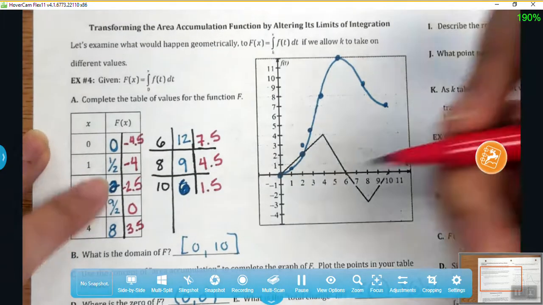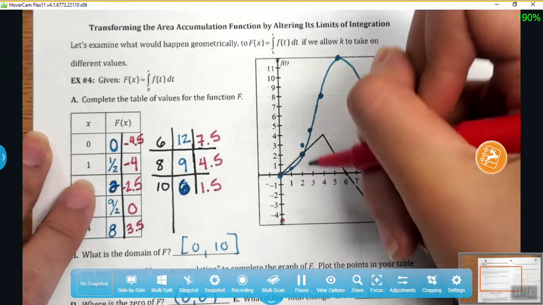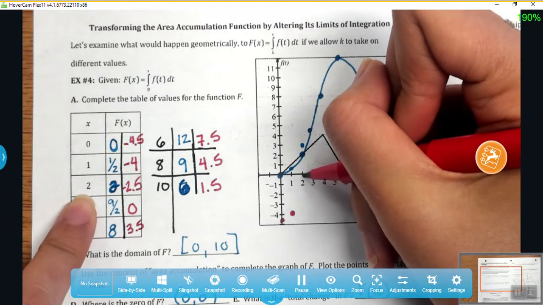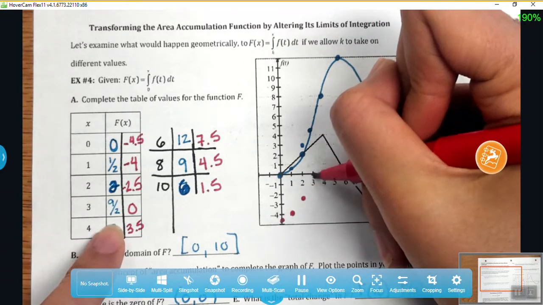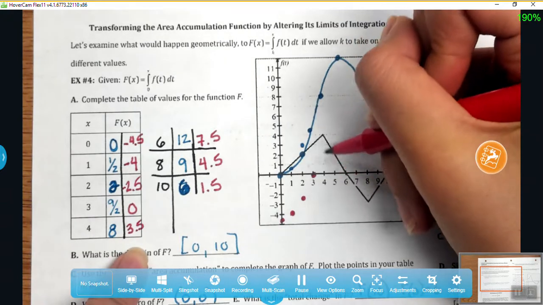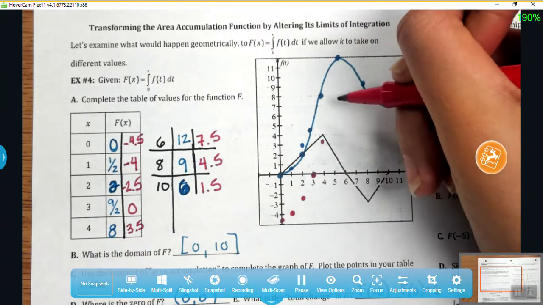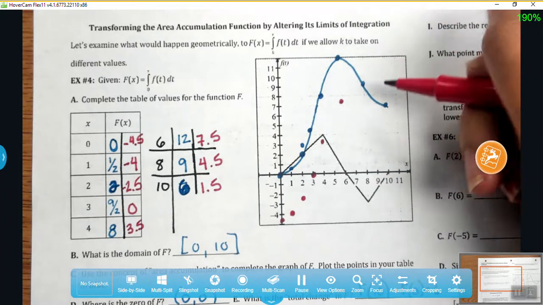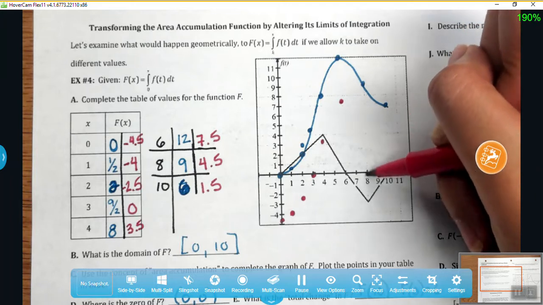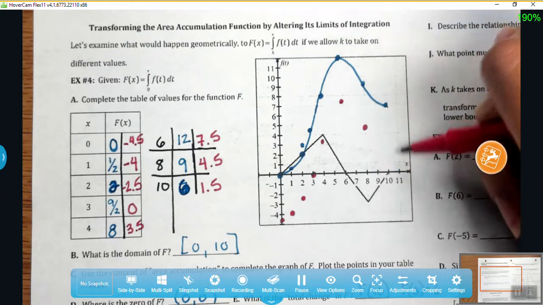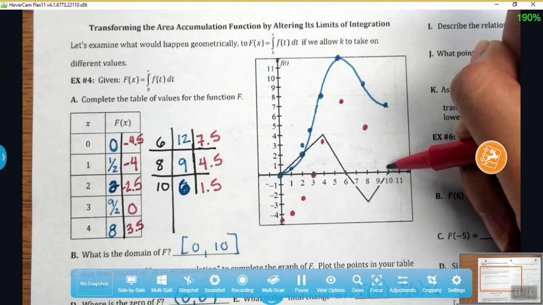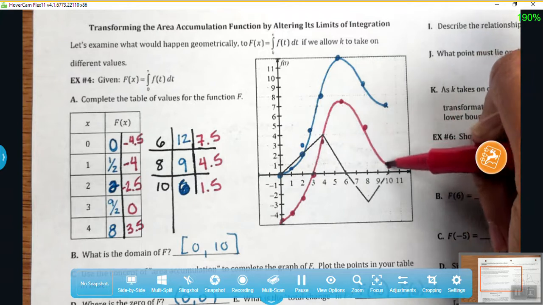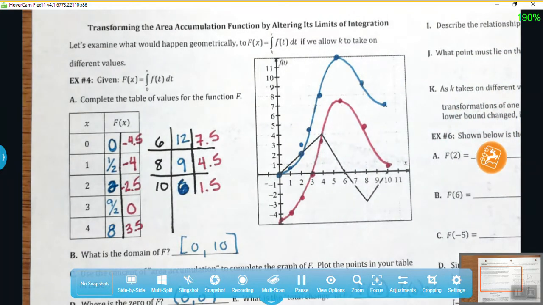Okay, so if we plot that one: (0, -4.5), (1, -4), (2, -2.5), (3, 0), (4, 3.5), (6, 7.5), (8, 4.5), and (10, 1.5). What does it look like? Same graph shifted down, right?